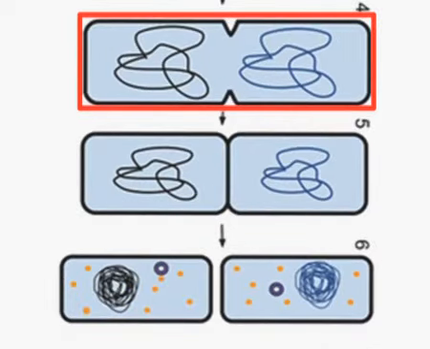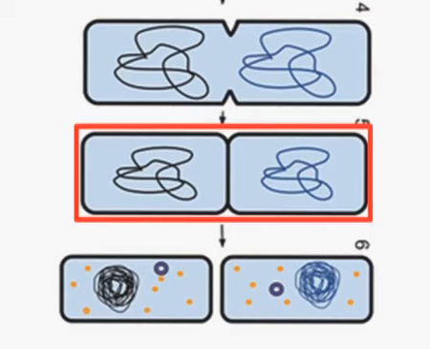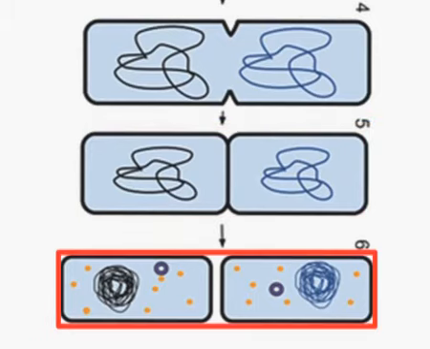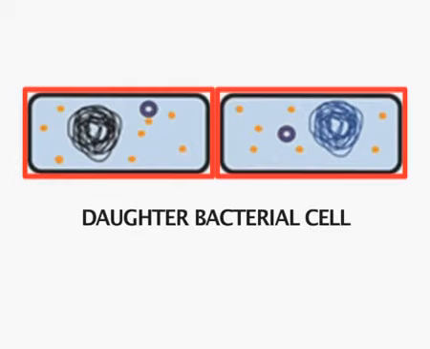of the bacterial cell. A constriction, as you can see in the diagram, appears in the middle and deepens, and finally it results in the formation of two bacterial cells which separate from each other. Each one is a daughter bacterial cell which has its own DNA and is capable of independent existence.